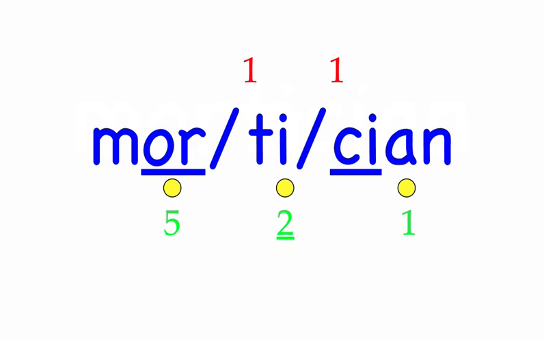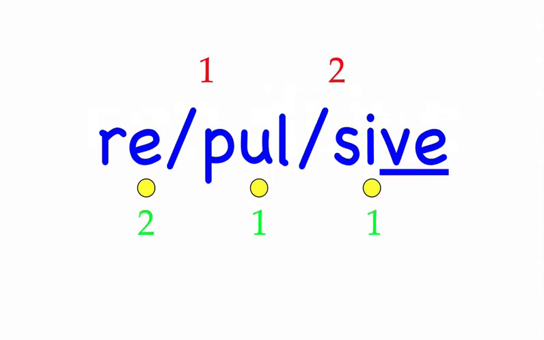Repulsive. Repulsive. This food is repulsive. Three syllables. First syllable, re, two sounds, r, e. Pull, three sounds, p, ul. Sieve, three sounds, s, I, v. Repulsive. Mark the word. Repulsive.